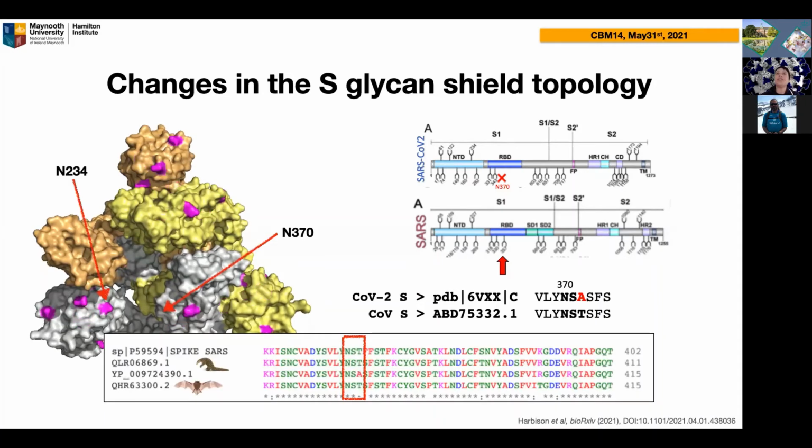Also, N370 is conserved as a glycosylation site in currently circulating or existing types of SARS-CoV, which is the pangolin version, and the RATG13, that is the bat. And you can see here that only CoV2 has this mutation, T372A, that caused the loss of glycosylation at that position.